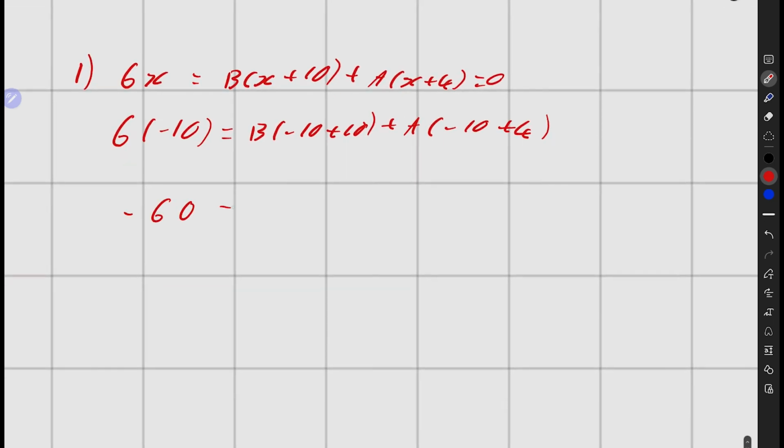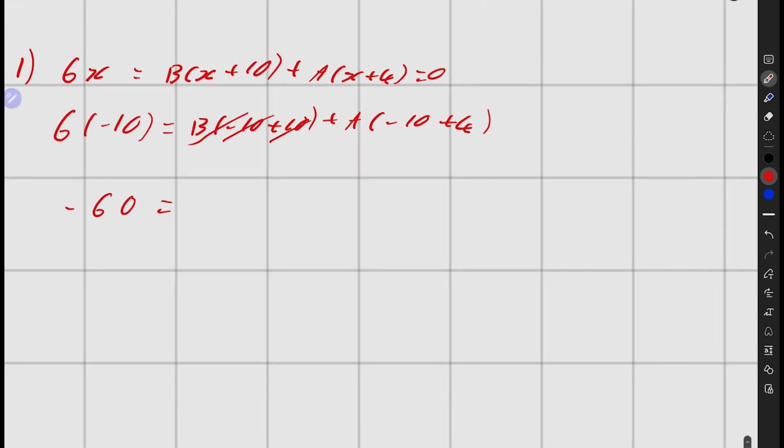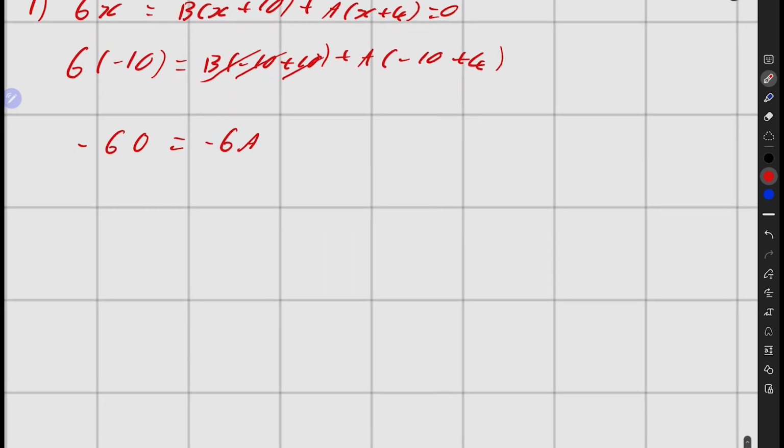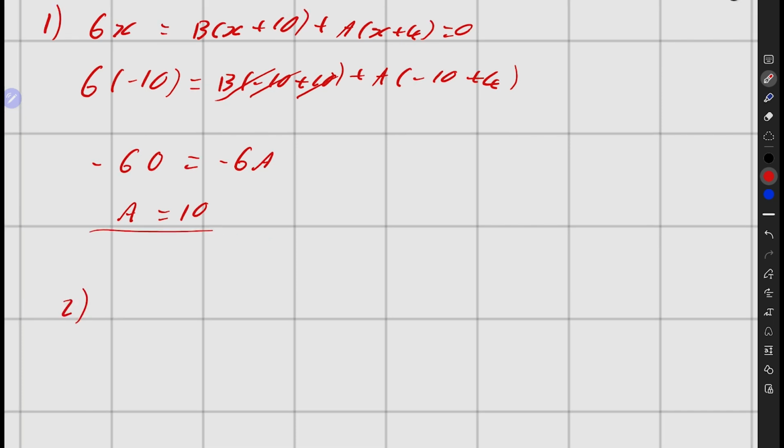Negative 60 is going to be equal to, b is 0, minus 10 plus 10 is 0. So we're going to have a times minus 10 plus 4, which is negative 6. So we're going to have equals negative 6a. And let's solve this. We're going to have a equal to 10, because we're dividing by 6 on both sides.